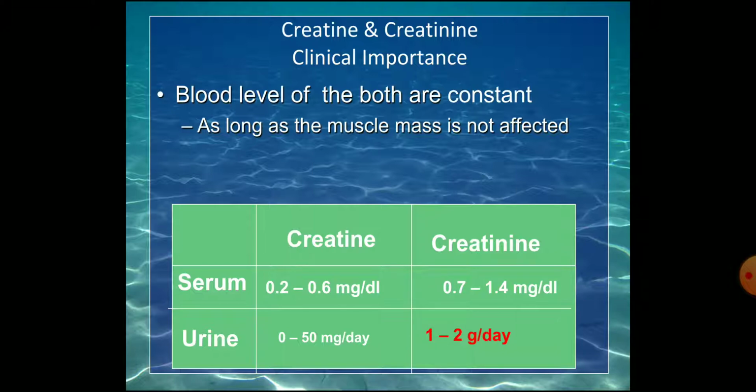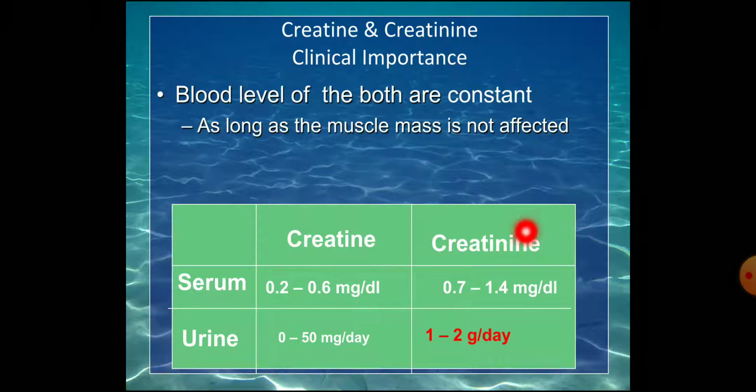So we usually estimate the creatinine level in the blood as a routine renal function test. Then urine creatine is 50 milligram per day, and the creatinine in the urine is a total of 1 to 2 grams per day. This is a 24-hour value. Usually urine is expressed per day, because after collecting 24-hour urine, we estimate either creatine or creatinine. So creatinine over 24 hours is 1 to 2 grams per day.